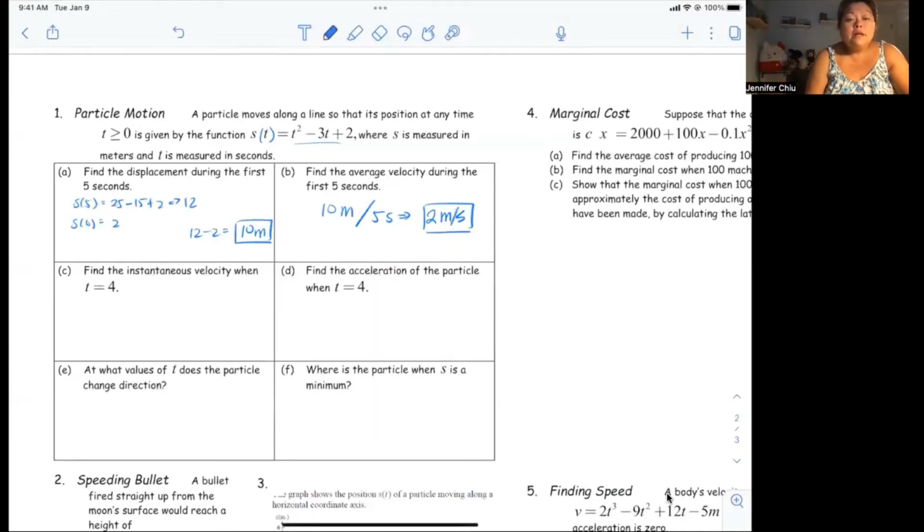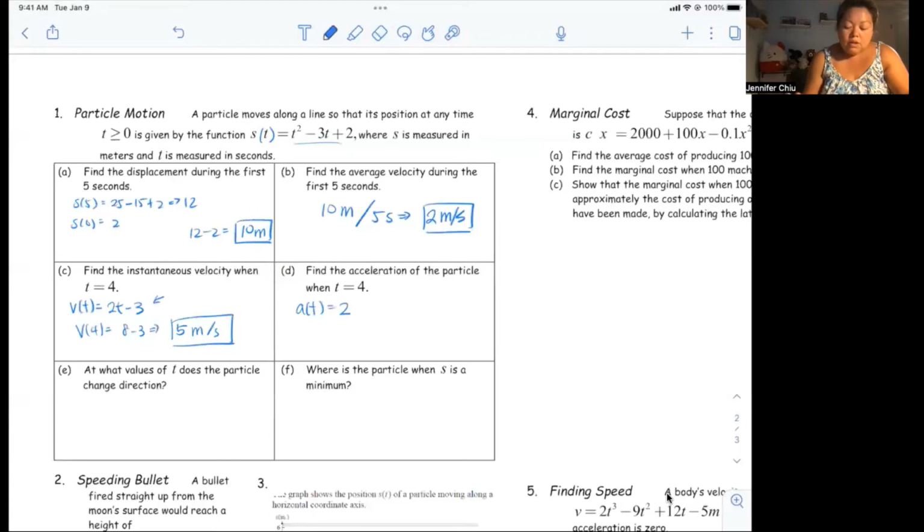C, find the instantaneous velocity when t equals 4. So you need to find the velocity function v of t by taking a derivative. That's 2t minus 3. Then you plug in 4 to ask, what is the velocity at 4 seconds? It gives me 8 minus 3. The velocity is 5 meters per second at 4 seconds. Then it says find the acceleration of the particle when t equals 4. For acceleration, you need to take one more derivative. Looking at this v of t, a of t will be 2. That's great, because there's no variable here, so acceleration is 2 meters per second squared no matter what time you are at.